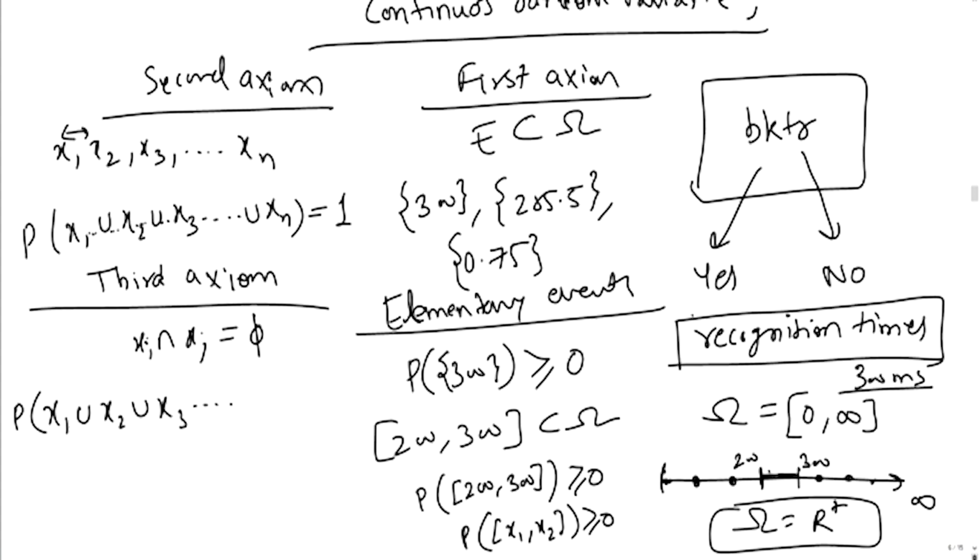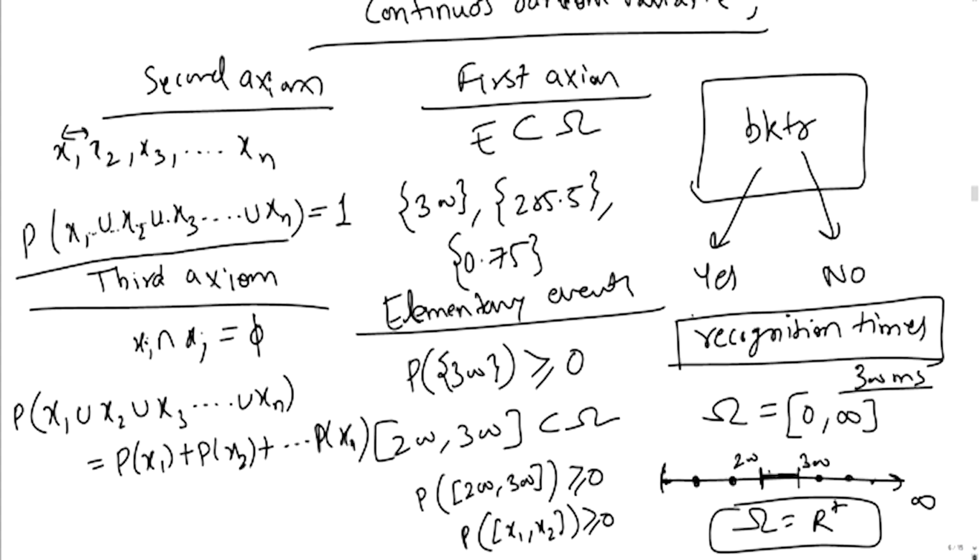we can make this statement at least for the elementary events: all the elementary events are mutually exclusive. So you can write that the probability of the union of elementary events would be equal to the summation of their individual probabilities. That's what the third axiom says. And from the second axiom, you know that the probability of the union of elementary events is 1. From the third axiom, the probability of their union equals the summation of individual probabilities.